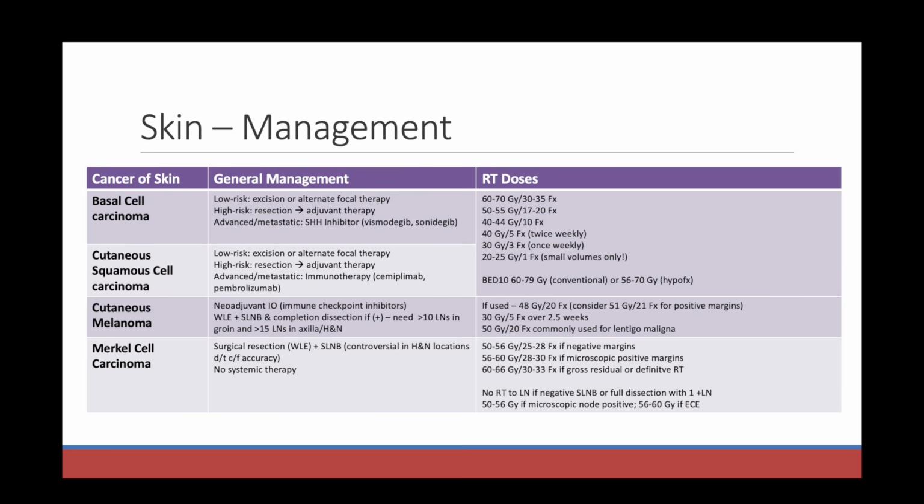Merkel cell carcinoma is also managed with surgery and sentinel lymph node biopsy up front. And then the doses are ranging from 50 to up to 66 gray. The doses for Merkel cell carcinoma are a little bit lower than what we see for squamous cell carcinoma, and that's because Merkel cell is a highly radiosensitive histology. So if negative margins, remember 50 gray, if positive margins, 56 gray, and then if gross residual or definitive radiation, 60 to 66 gray. So in a nutshell, these are skin cancers.